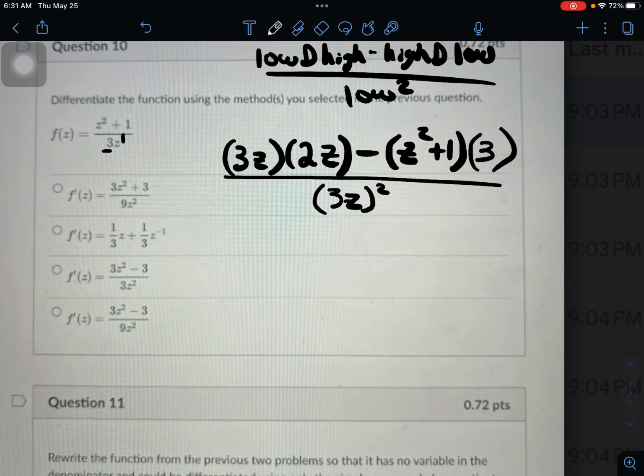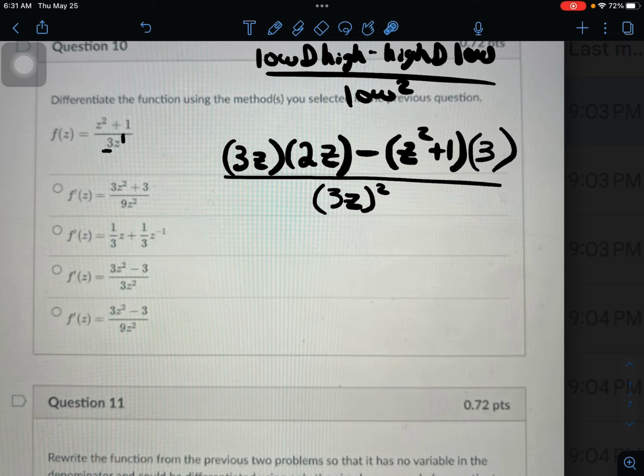squared. And of course, we need to simplify it because you don't see that choice here. I mean, yeah, that's your derivative, but we got to simplify it until it matches one of our choices. And let's see what we got here. Yeah, they simplified the top. So let's go ahead and simplify the top.